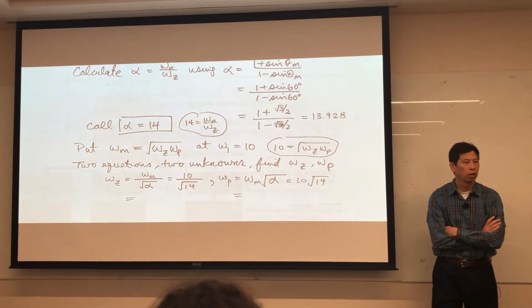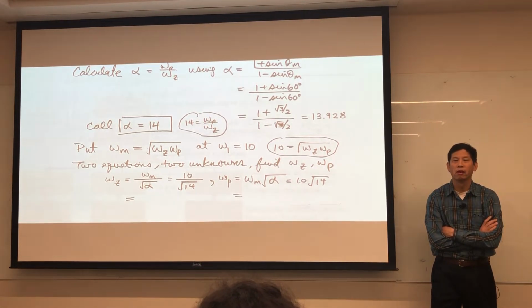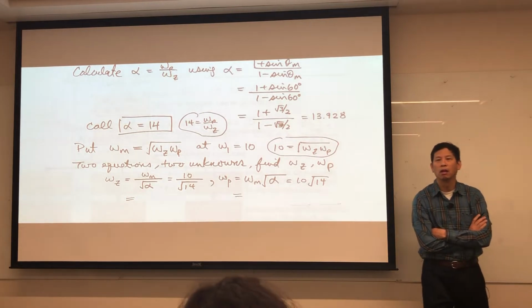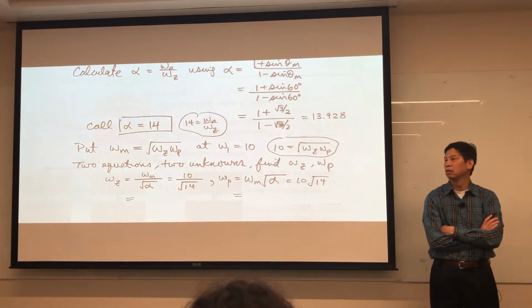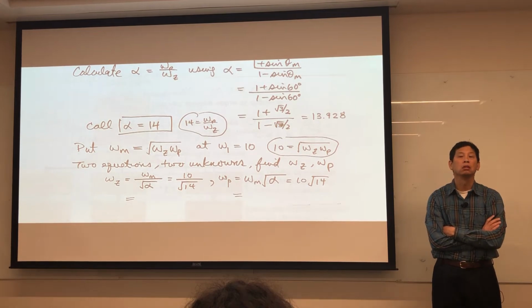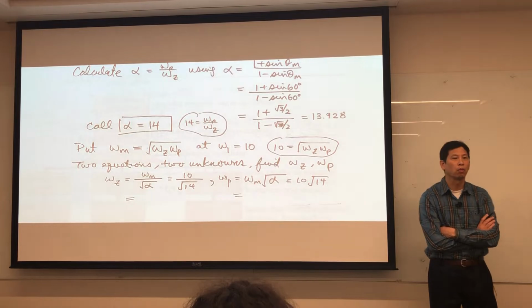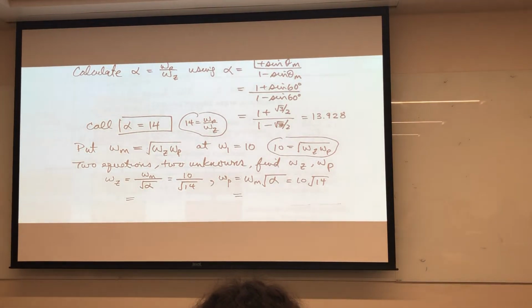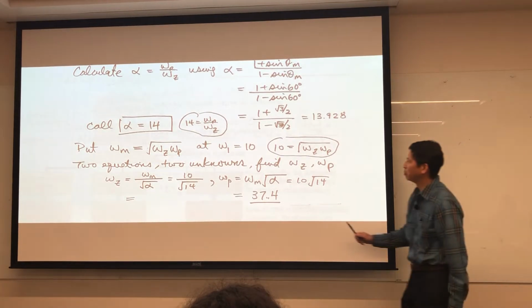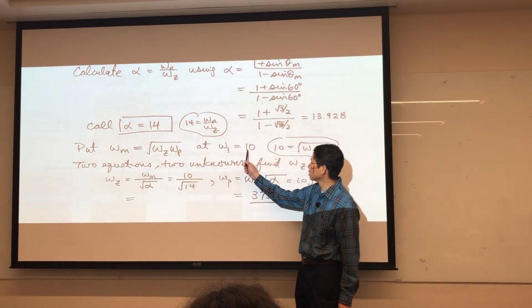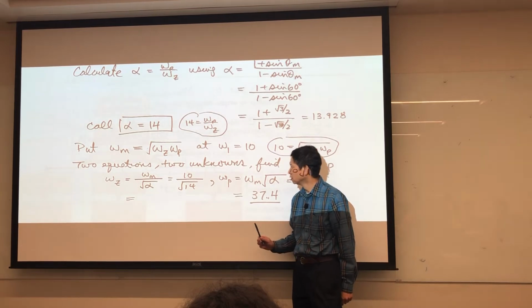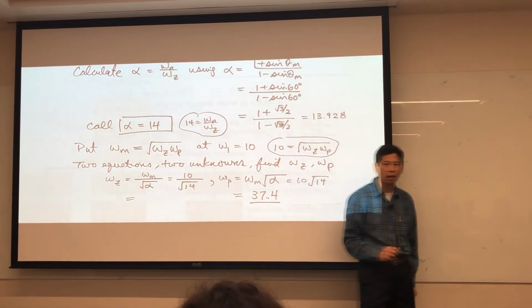We'll get some numbers. Omega p should be 37.41. Anybody else on that row get that? 37.4? Yeah. Sanity check: it needs to be bigger than omega m, and omega m is equal to 10, so that makes sense. How about omega z? Anybody got omega z?